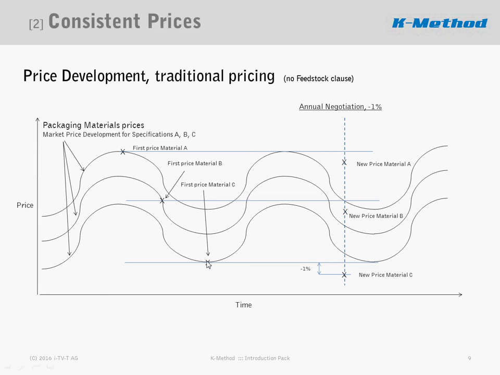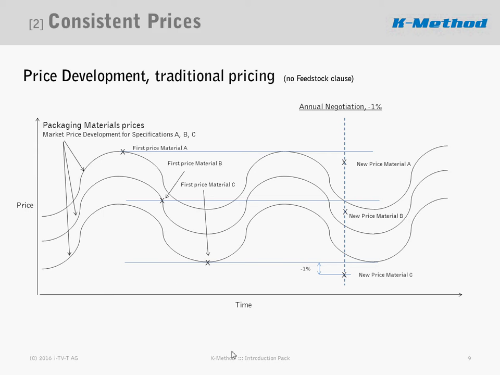So asking quotations at different moments in time for materials A, B, and C gives you different prices because of different specifications. So those are the different lines, and you get different prices because the price of the market has been different. But you buy or you get a quotation always at market price, and that's what good buying is, getting market prices.